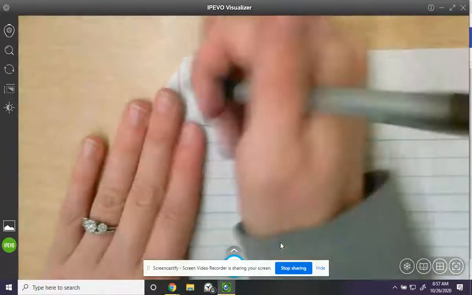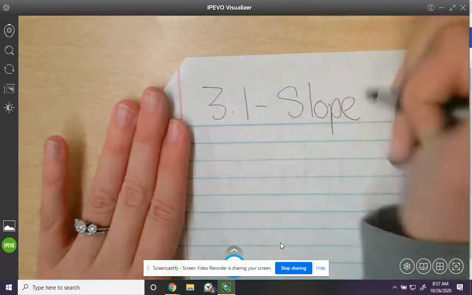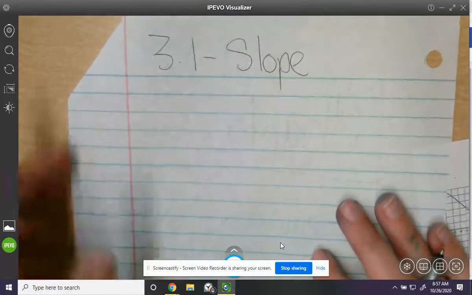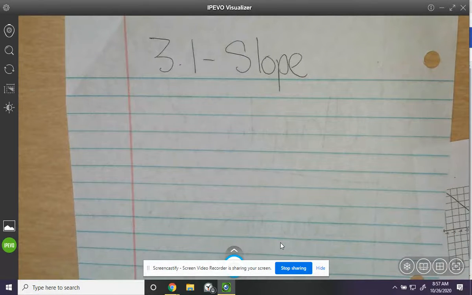Okay, so we are doing 3.1, and it is all about slope. Whenever you hear the word slope, some people think of hills, skiing, the slope of a roof, if it's a high pitch or low pitch. There's a whole bunch of different things for slope. The slope really is just lines, how slanted the line is.